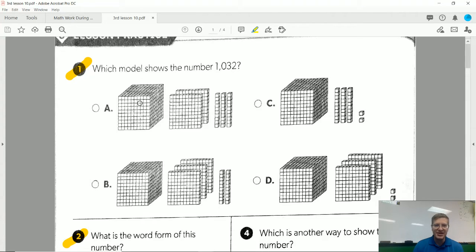So here's our 1,000 blocks. These are 100 blocks, these are 10 blocks, and then over here we have 1 block. So this is going to give us 1,230, so that's too large. Letter C is going to be our correct answer. Here's our 1,000 block, 3 10 blocks, and 2 1 blocks.